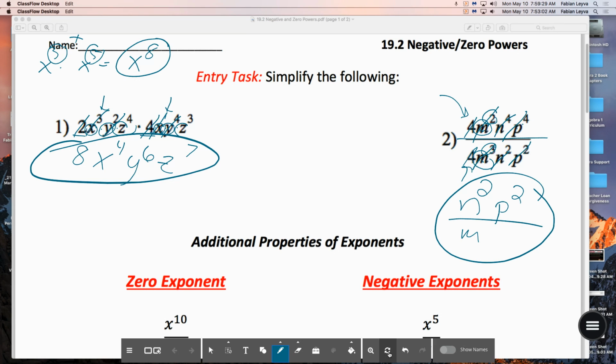And that's everything that we did last week. Again, this is why it's a little bit more straightforward, because there's really just 2 things you have to concentrate on. Multiply two like bases, you add. Divide two like bases, you subtract.